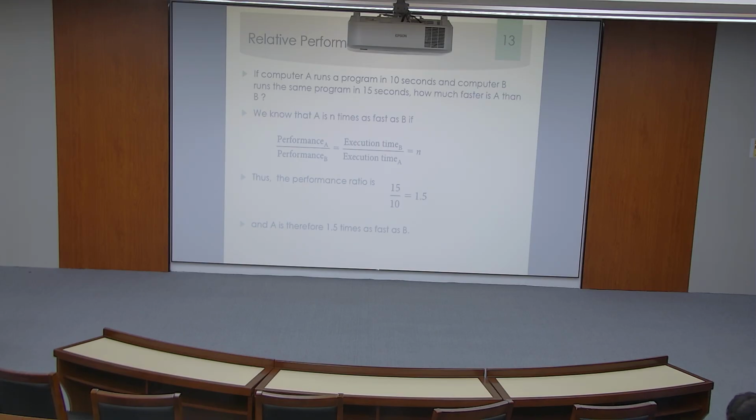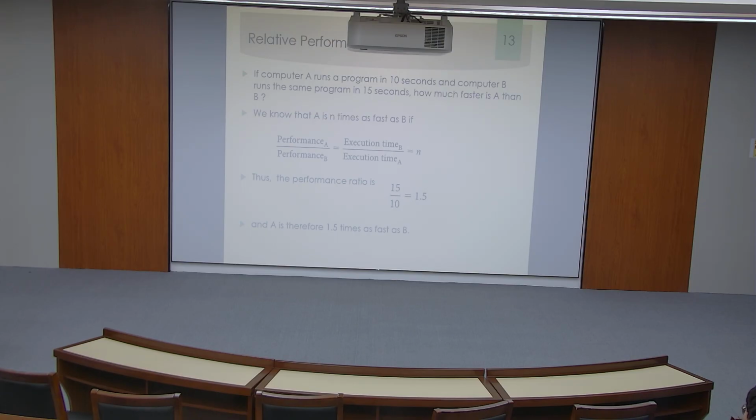Performance of computer A divided by performance of computer B. That is execution time: execution time for computer B divided by execution time for computer A. Then we have how many times our computer A is faster than B.